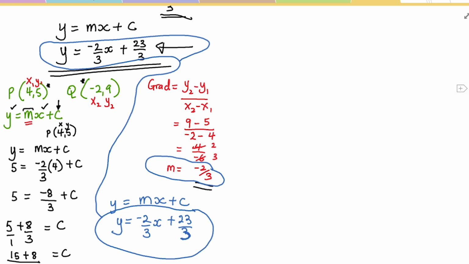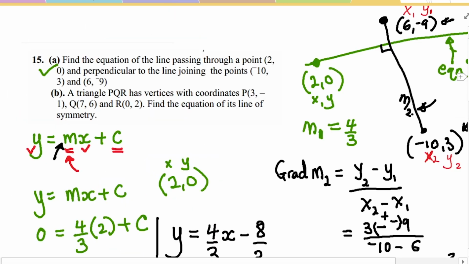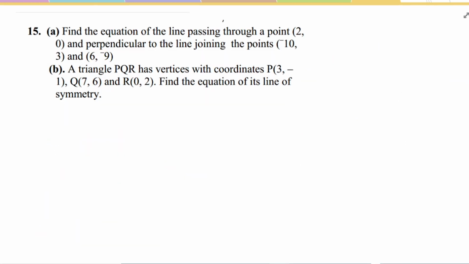Oh, I just remembered that in our previous number, I forgot part B. I forgot to answer part B. So let's go ahead and answer part B of this question. I had skipped it. So here it is, part B. Let's get started with part B.